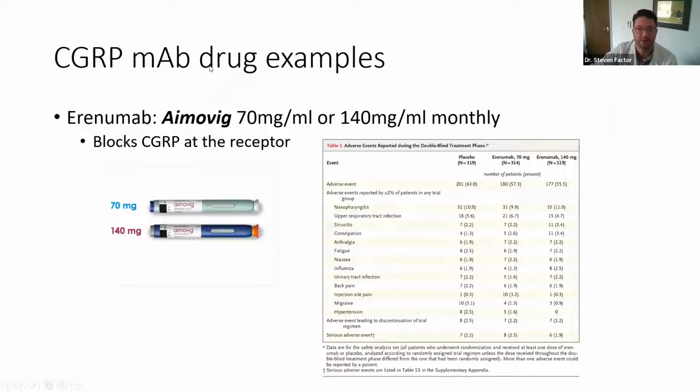With respect to the first drug here, Aimovig, it's been out for the longest period of time. It was the first monoclonal antibody monthly injection drug to come out. It blocks CGRP at the receptor. Most common side effects that we've seen, as I mentioned, was the injection site reaction, but also we see some nasopharyngitis and some constipation with this drug specifically. We often don't use it in patients with high blood pressure as well.